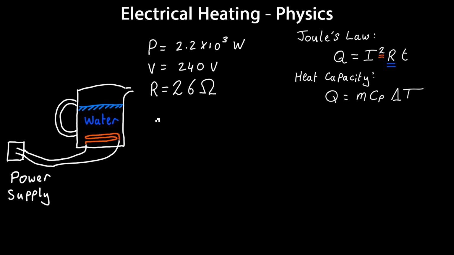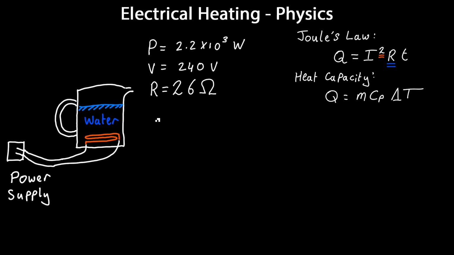So let's try a question. If we have 1 kilogram of water in a kettle, and that water has an initial temperature of 20 degrees Celsius, and we want to increase it to 100 degrees Celsius or boiling point for water, if we know the current and resistance of the kettle's heating element, can we work out how long it will take for the kettle to heat up a kilogram of water from 20 degrees Celsius to 100 degrees?